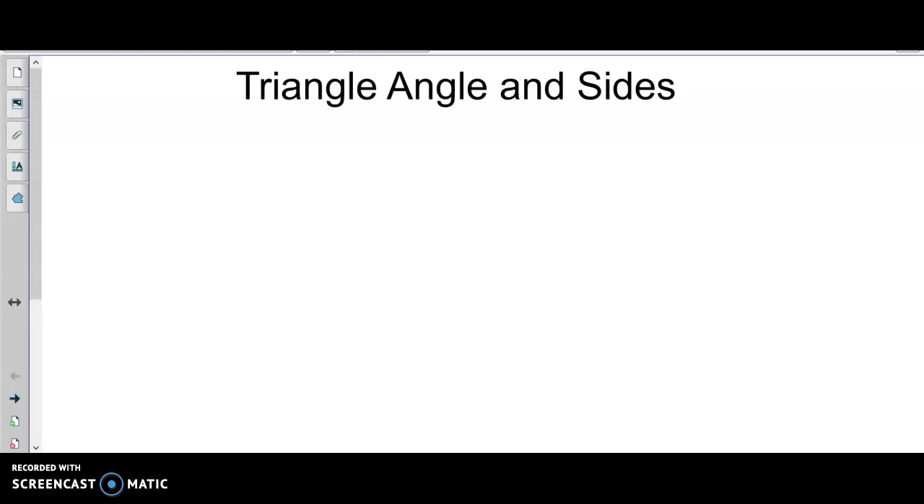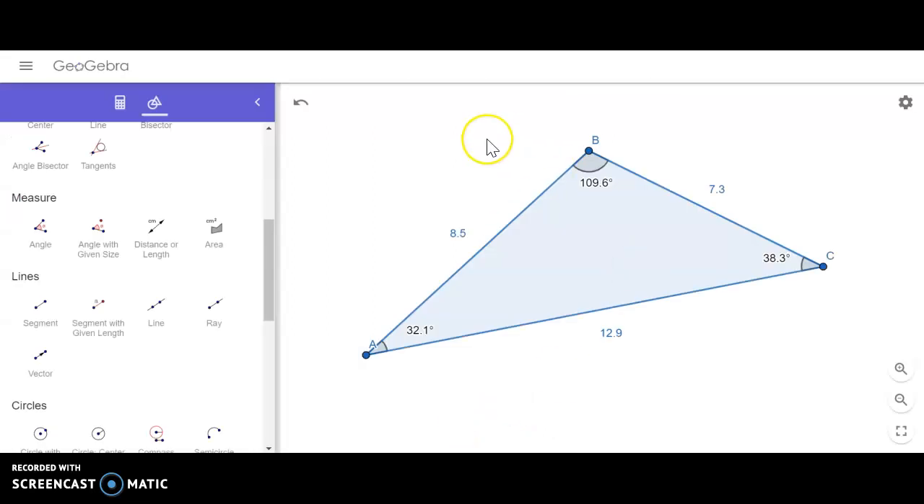The last topic before we take our test this week is just finishing up some stuff about triangles, angles, and sides. We're going to look at some relationships between angles and sides, and then sides and sides. So what better place to start than a triangle?